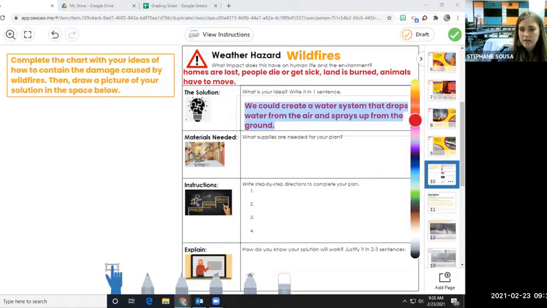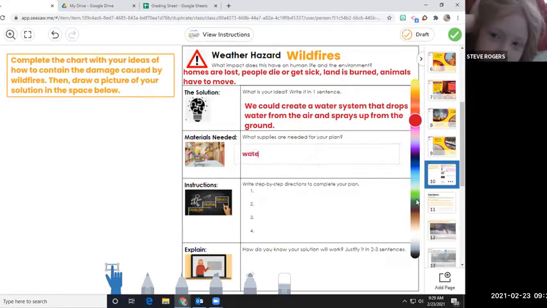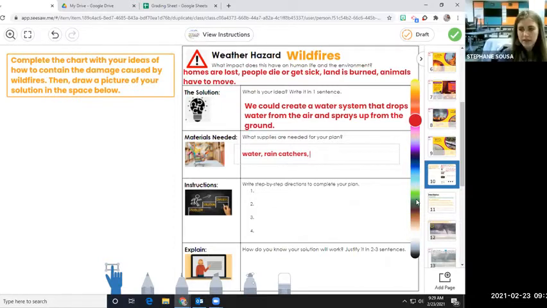What supplies are needed for your plan? All right, guys, if we're going to build this, what are some materials that we're going to need? Go ahead and unmute and share out, and I'll type as I hear them. What supplies are we going to need? Sprinklers. Rain catchers to catch the water. Good. How's it going to come out? What's it going to come out of?